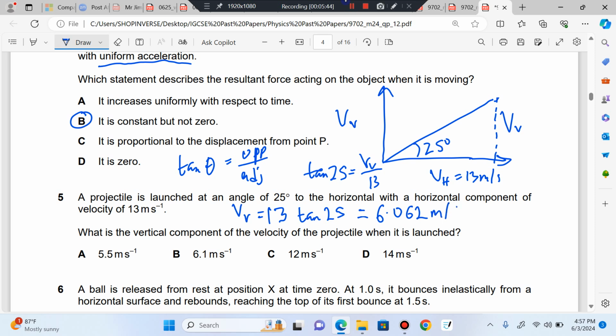6.062 meters per second, which is approximately equal to 6.1 meters per second. That makes B the correct answer to question number 5.